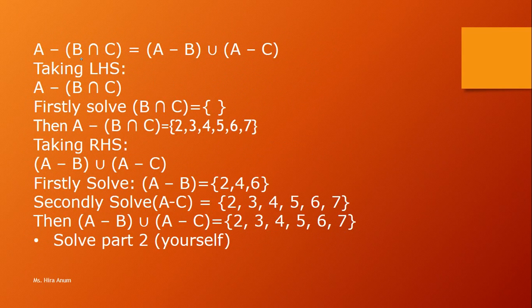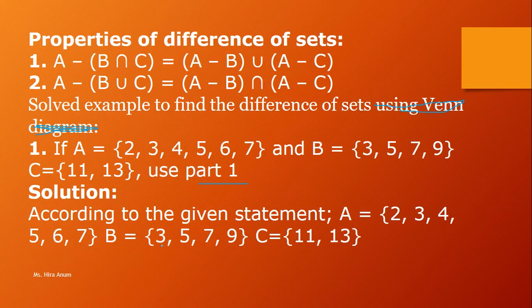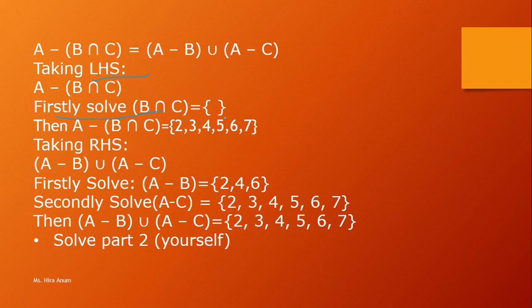You have to take the left-hand side. Firstly solve B intersection C. When we take B intersection C, this intersection answer is empty. Then take the difference A minus (B intersection C). This is empty, so the difference A minus (B intersection C) equals the set A.